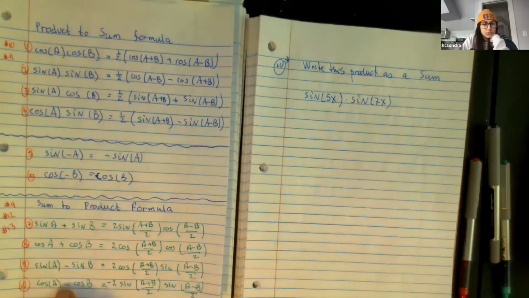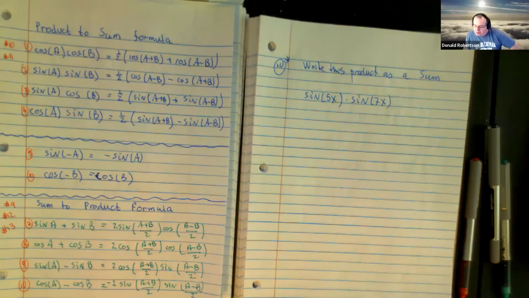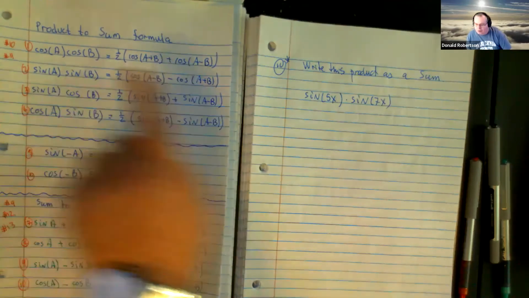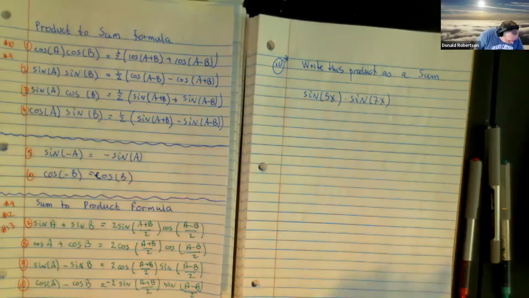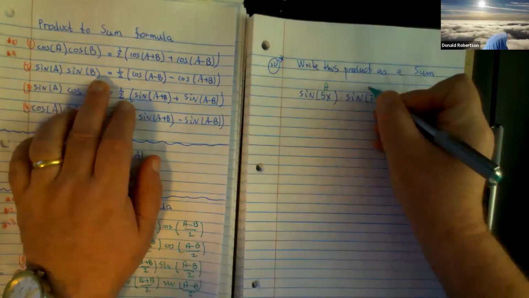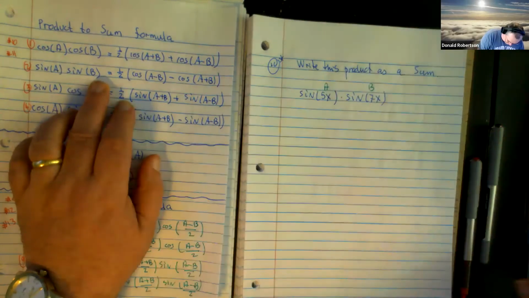Number 2. Number 2. Agreed. Let's see if it's got the feature. A sine and a sine. That's the only one that works, right? Now, in this world, A is going to be 5x and B is going to be 7x.